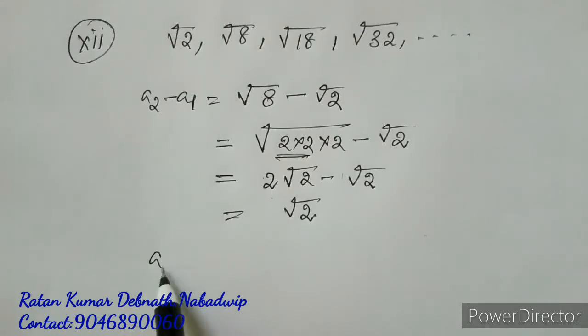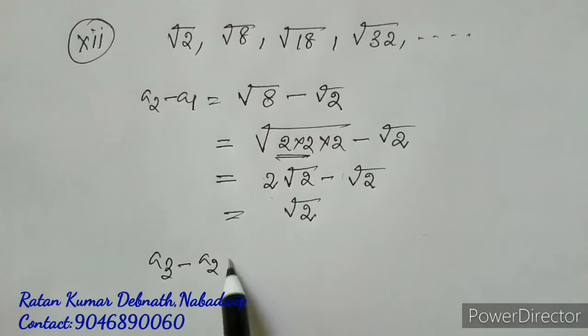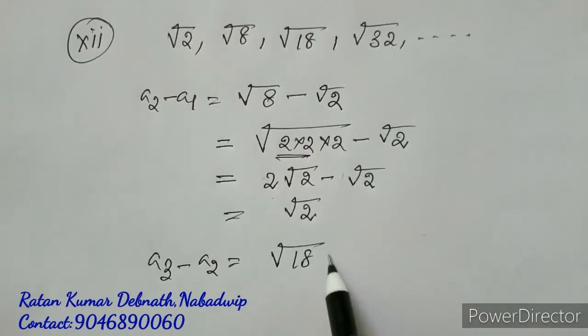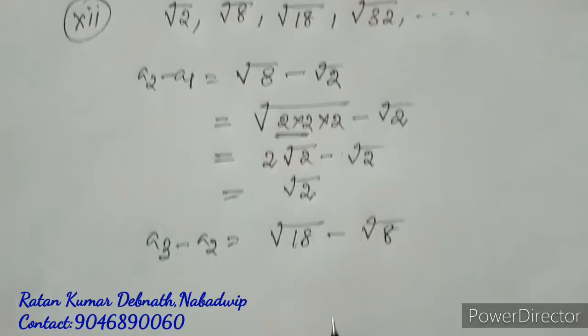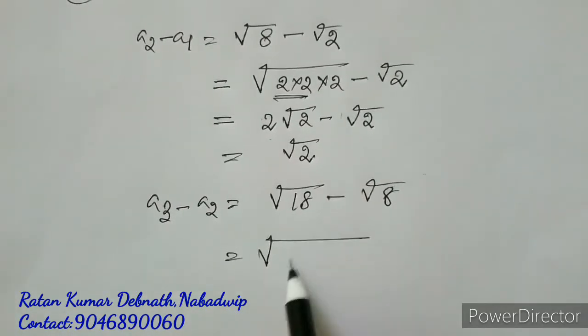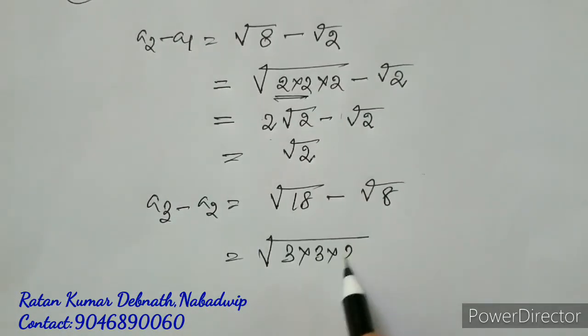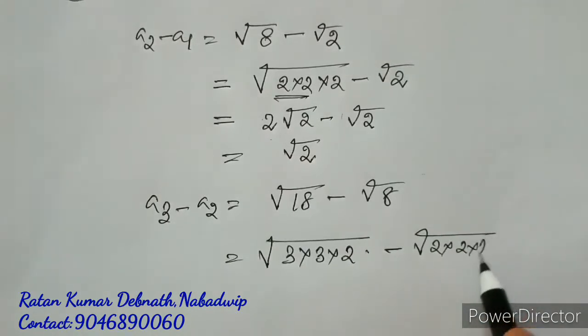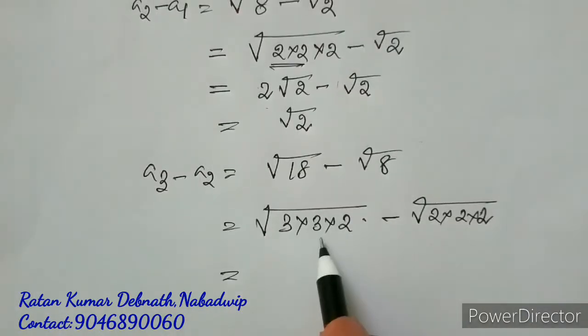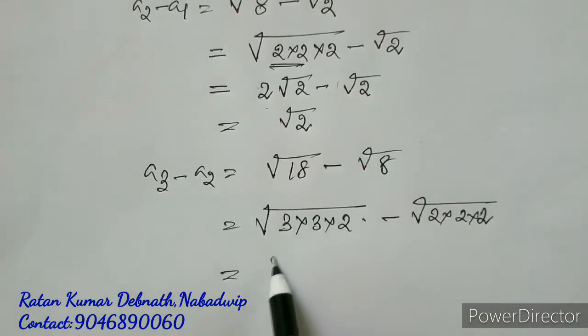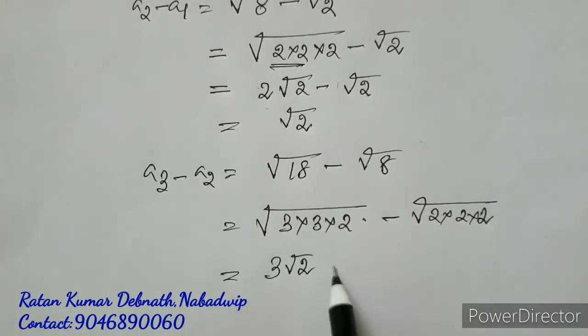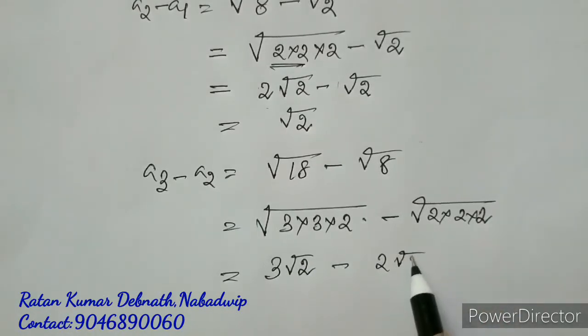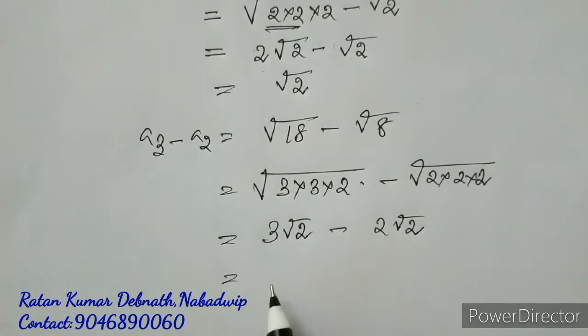Now a3 minus a2, third term minus second term. 18 means 3 into 3 into 2, and 8 means 2 into 2 into 2. So this is equal to 3 root 2 minus 2 root 2, which is equal to root 2.